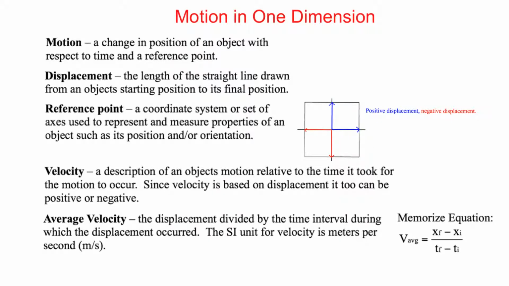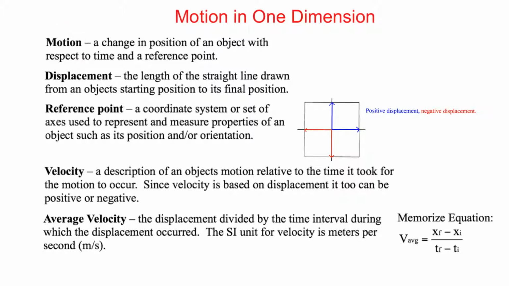Alright, let's start talking about motion in one dimension, and that means that the object is either moving only in the x-axis or only in the y-axis. It's not moving in two directions at the same time. We will get into that later. Alright, so let's go ahead and just define motion first of all, which we have here.